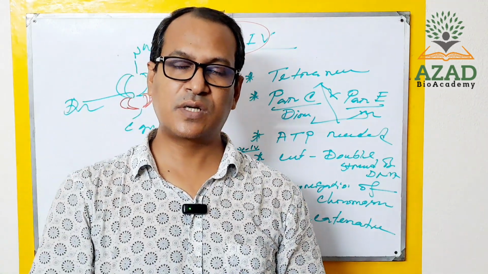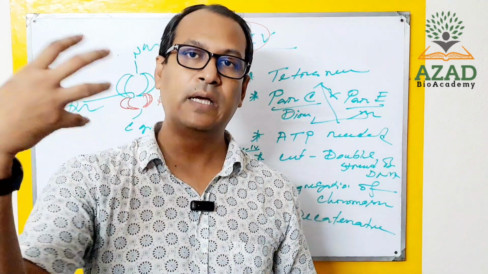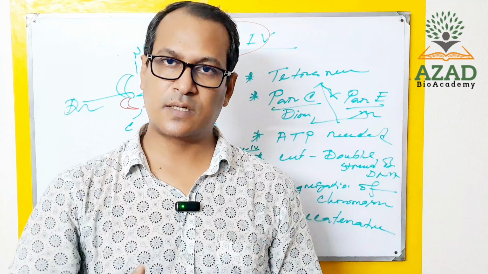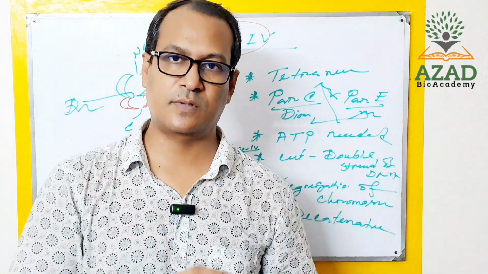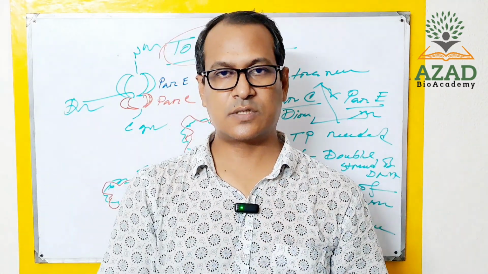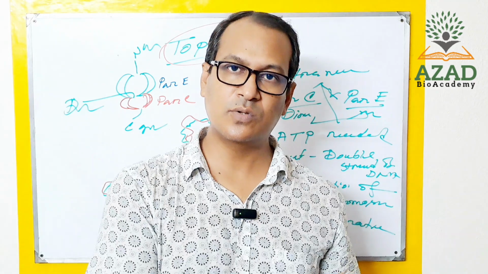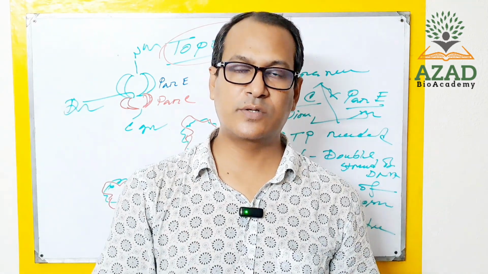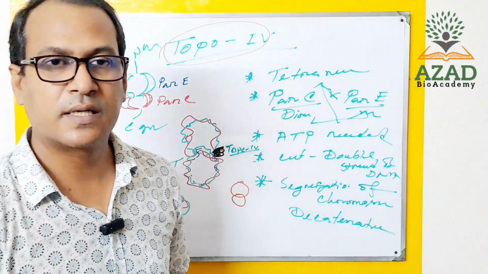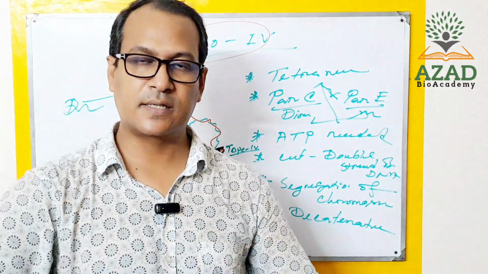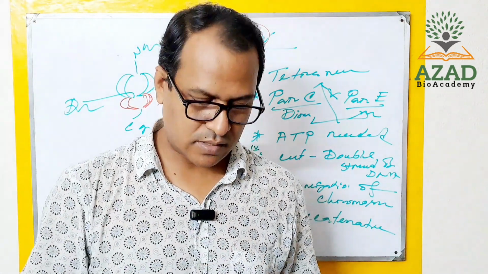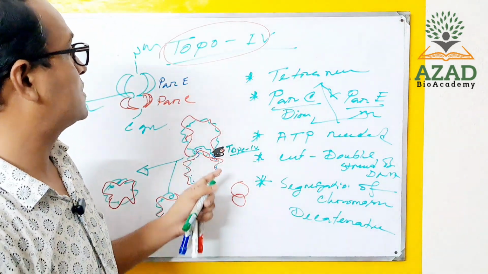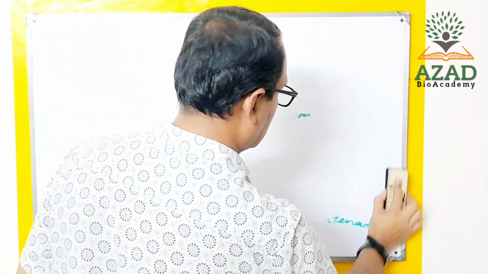And topoisomerase 3 basically has a function in DNA repairing, and it is structured like topoisomerase 1. And topoisomerase 4 is structurally similar to topoisomerase 2, and basically it will work during the segregation, or you can say decatenation, of the chromosome. Okay, so this is all about the topoisomerase enzymes. Now I will go for the antibiotics.